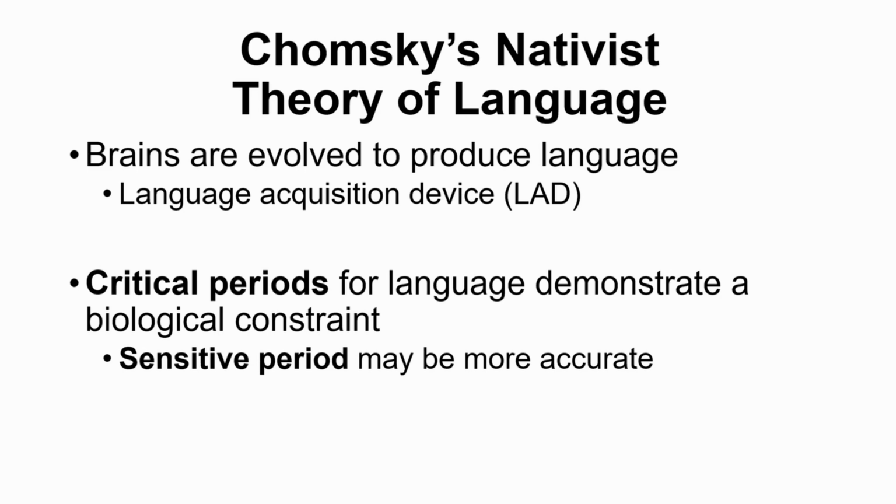And one of the things that were really, really important to this idea was the concept of our critical periods for language acquisition. So what Chomsky and others noticed was that children are very sensitive and very quick at learning language, basically up until the point they hit puberty.